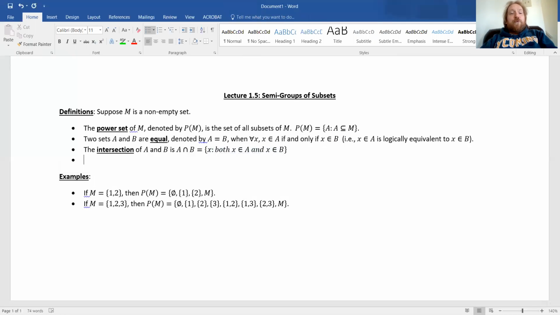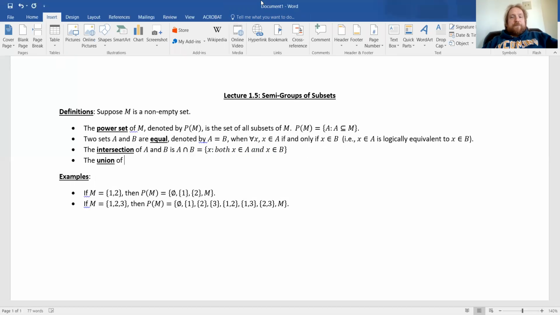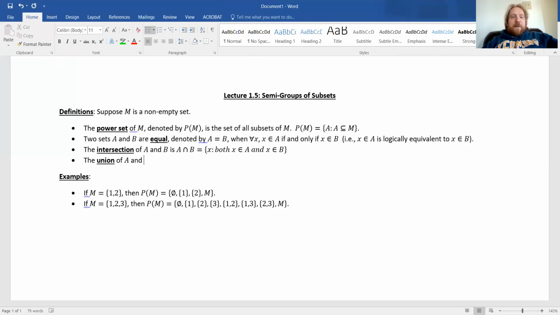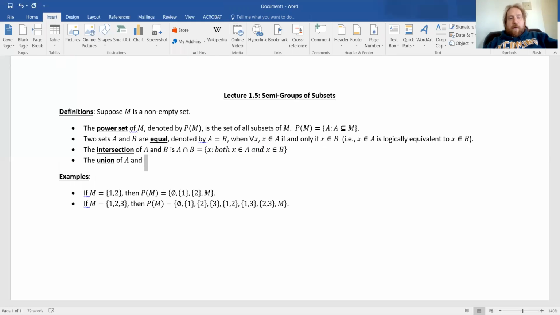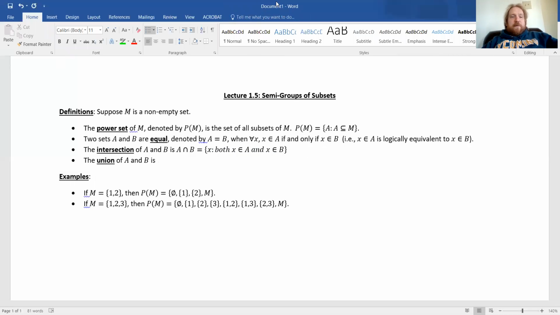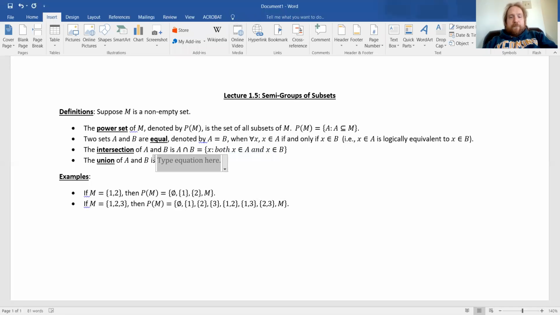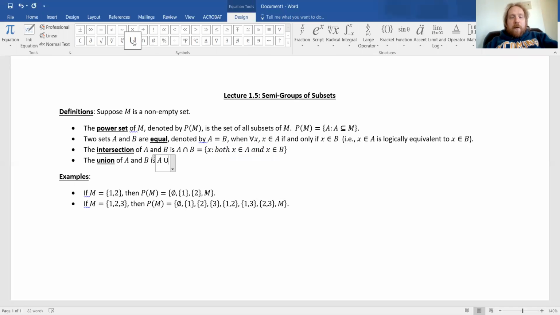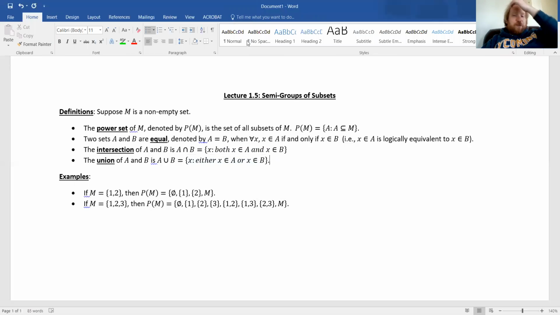Now, the union of A and B, A union B, is the set of all X such that either X is in A or X is in B. These two things we've seen from foundations. Now remember, or here means the inclusive or.